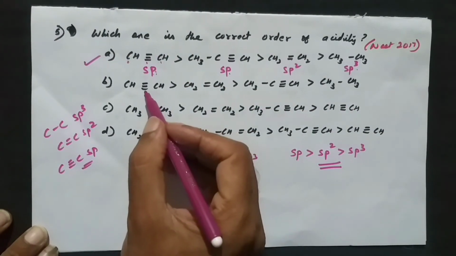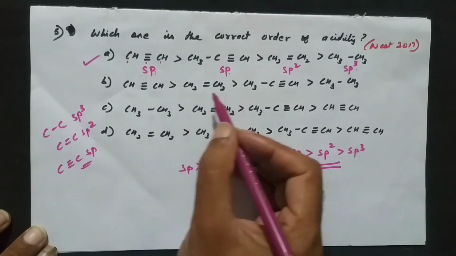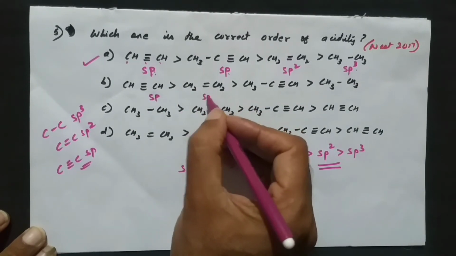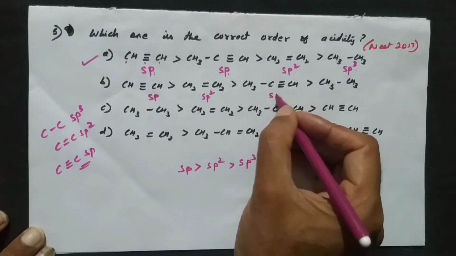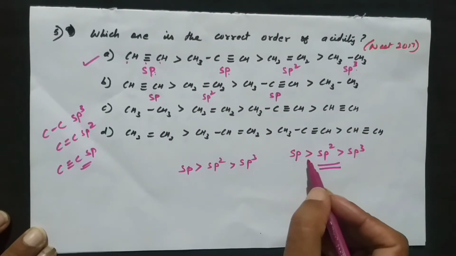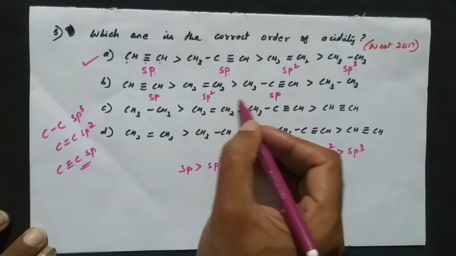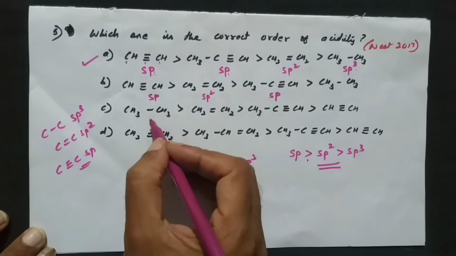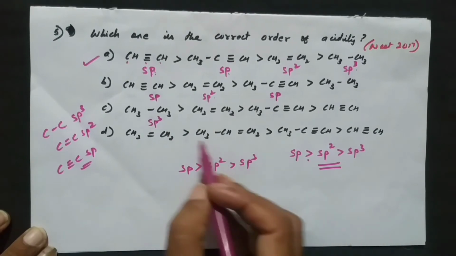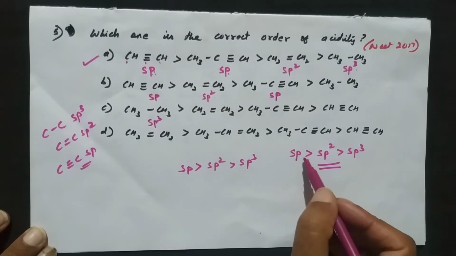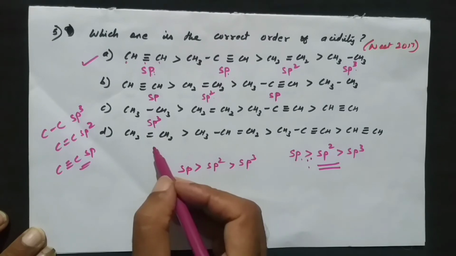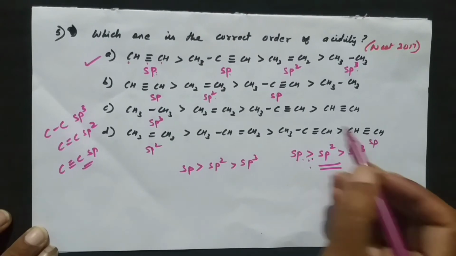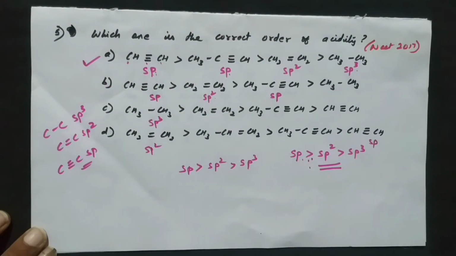Because here you can see I got sp here, but here because of the double bond it will be sp². Then comes sp once again, but the order is what? sp is greater. So sp² cannot be greater than sp, that's the reason. Here when you see, they have started with single bond first, so sp³. So sp³ can't be greater because sp is greater. Here also the same thing. They have given sp² here and sp last. That's the reason we go with option A.